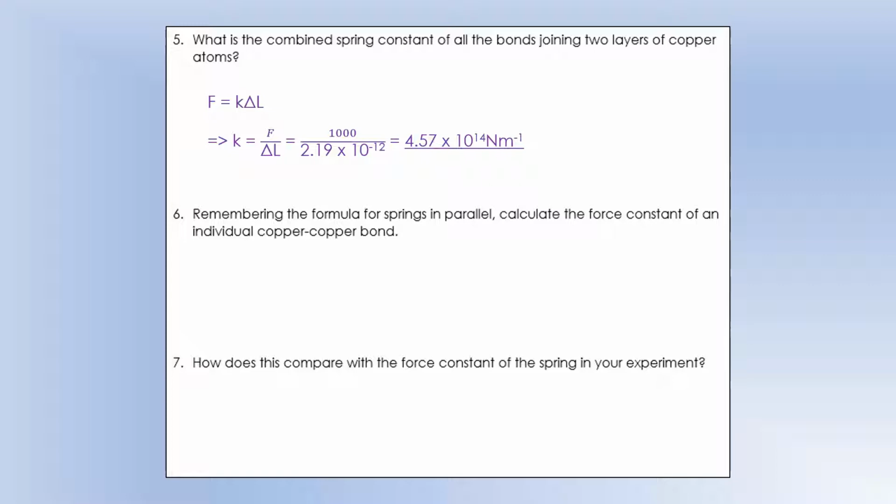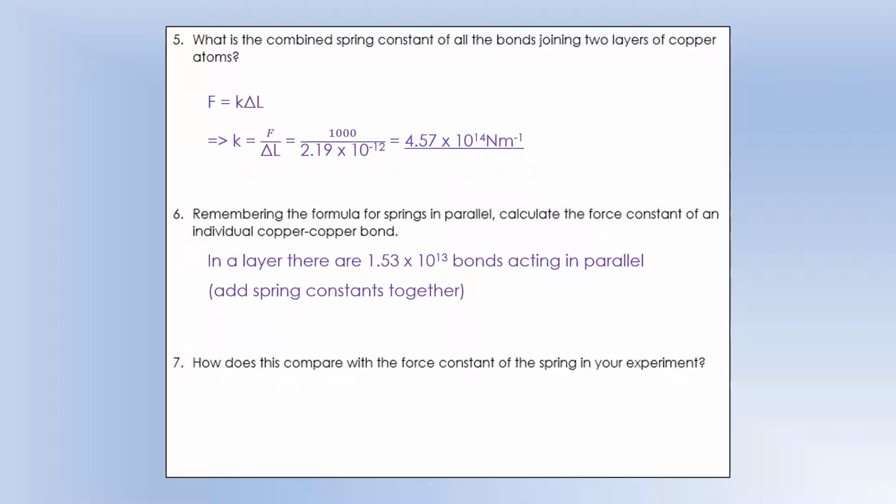So springs in parallel all add together. So what we're going to do is divide that number by the number of atoms in a layer, because each of those is making a bond with the next layer. So there were 1.53 times 10 to the 13 bonds acting in parallel, because there's that number of atoms in a layer. So we're going to take our spring constant divided by the number of bonds, and that comes out as 30 newtons per meter, a very ordinary looking spring constant.